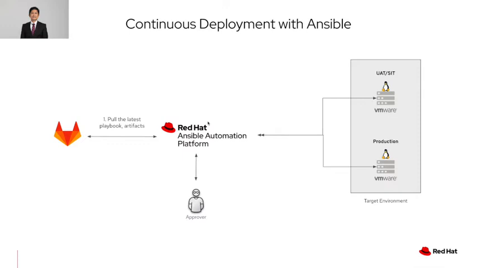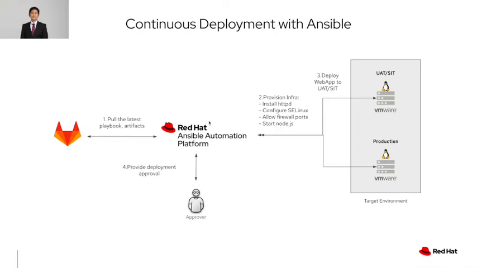Ansible Platform will first pull the latest playbooks and artifacts from GitLab, then execute the playbook to provision the required resources in the target UAT SIT environment. The playbook consists of tasks such as installing the HTTPD service, configuring SELinux, opening firewall ports, and starting the Node.js process. After successfully provisioning the required infrastructure and resources, Ansible proceeds to deploy the Node.js application.